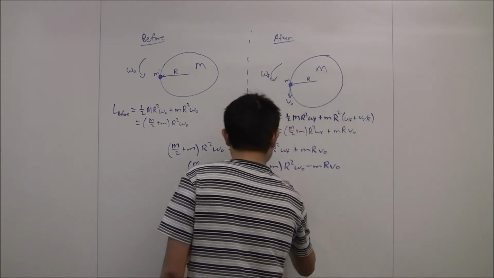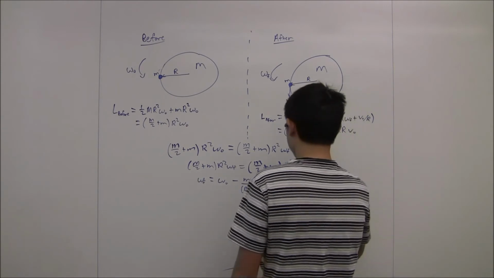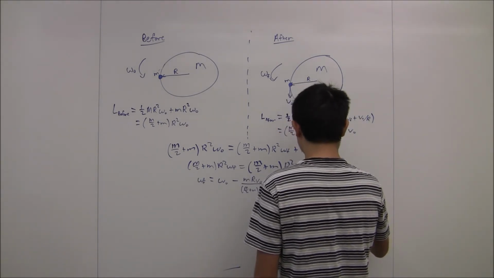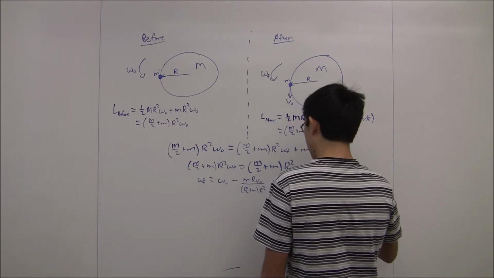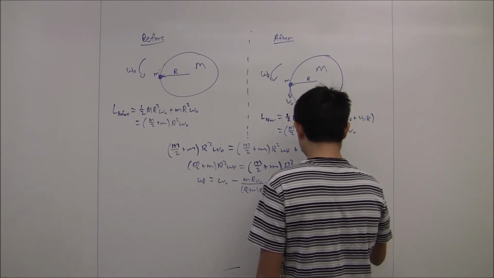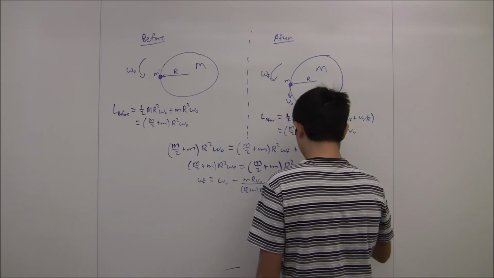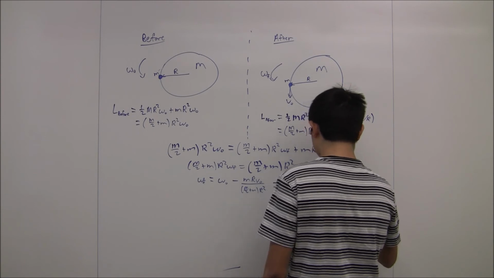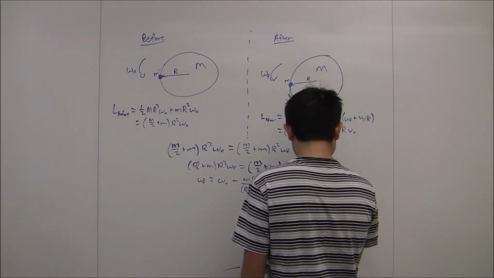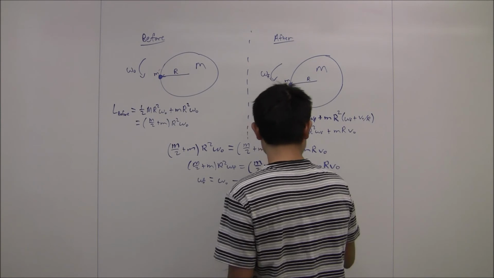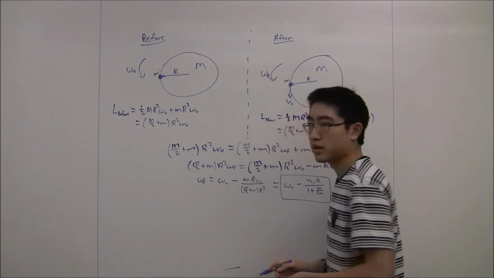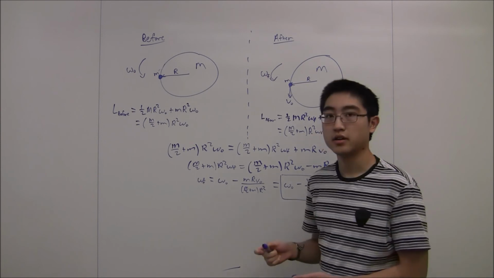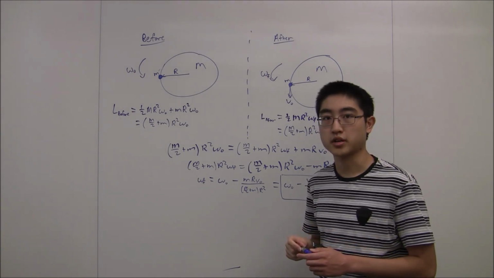And that is just going to simplify to omega naught minus v naught over big R, all over 1 plus big M over 2 little m. So that's our final answer for the final angular velocity of the merry-go-round once the person starts walking around the rim.